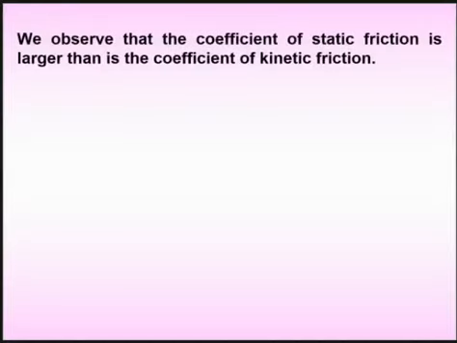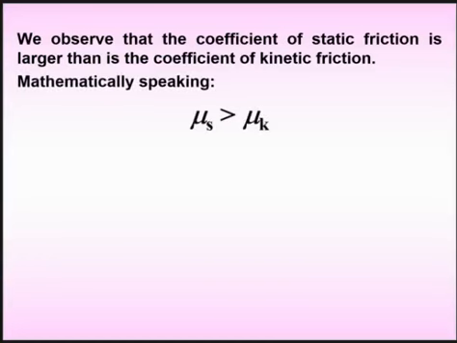So we observe that the coefficient of static friction is larger. Let's say within experimental error, it's always going to exceed the coefficient of kinetic friction. In mathematical terms, you can just say: mu s is bigger than mu k. Okay. Once you write this, everyone pencils down. I'll look at the screen here.